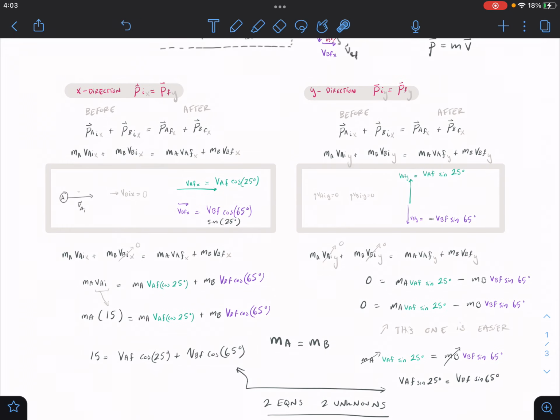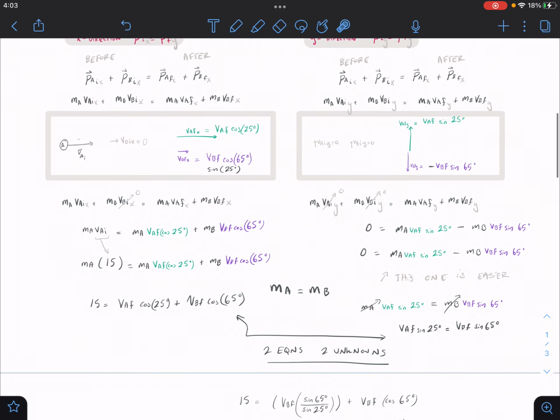And then I'm just going to plug these things into the equation. V_BIX is 0. V_AI, I have that, and it's 15. V_AFX, I'm just going to plug it in. V_BFX, plug it in. And then I end up with an equation here. The last piece that's really important is that the mass of the two hockey pucks is the same, so I can cancel out all of these masses.